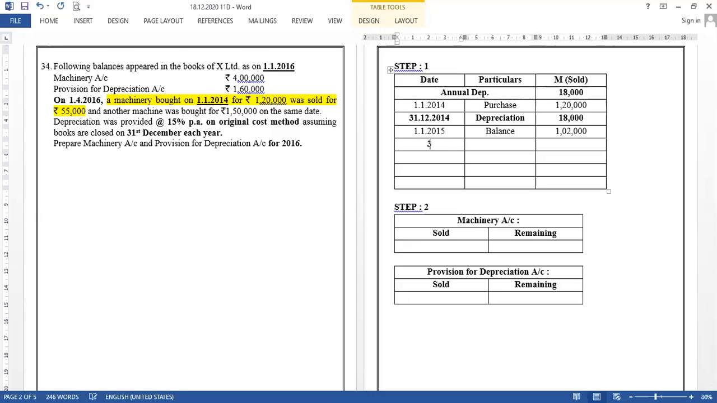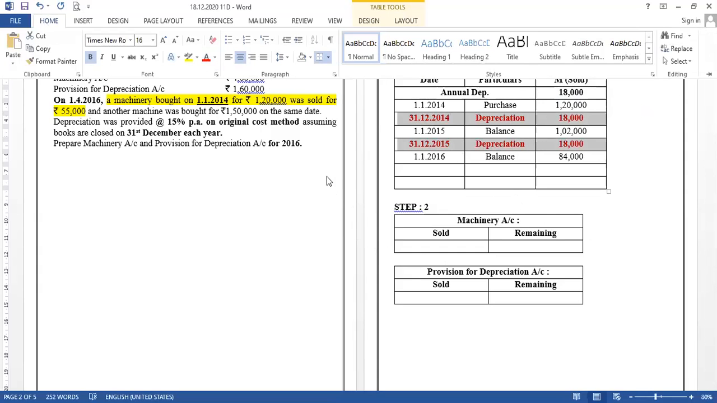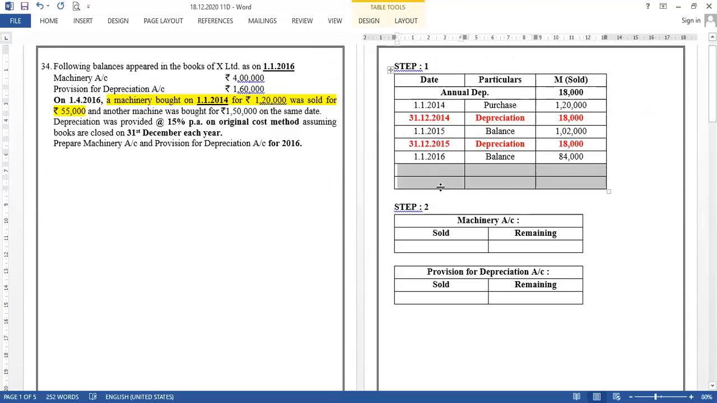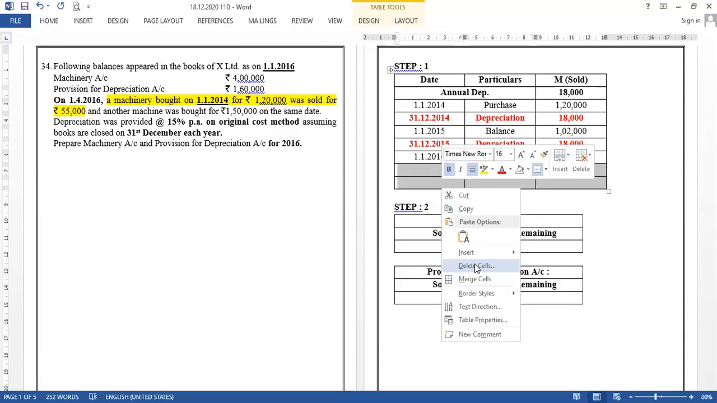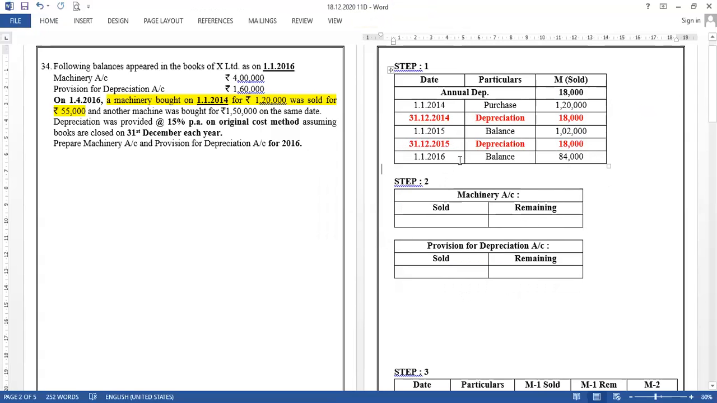Correct. Now in the year 2015 also I need to provide for depreciation at the end of the year. So depreciation 18,000, and the balance comes to 84,000 on 1/1/2016. Okay, the next day the balance is 84,000, right? So these two amounts of depreciation are to be marked with red. Okay, fine, clear. So I just need to stop my working over here because I had to calculate right from the date of the purchase till the date of the balance given to us. Date of purchase is 1/1/14 and the date of balance is 1/1/16. So this is step number 1.